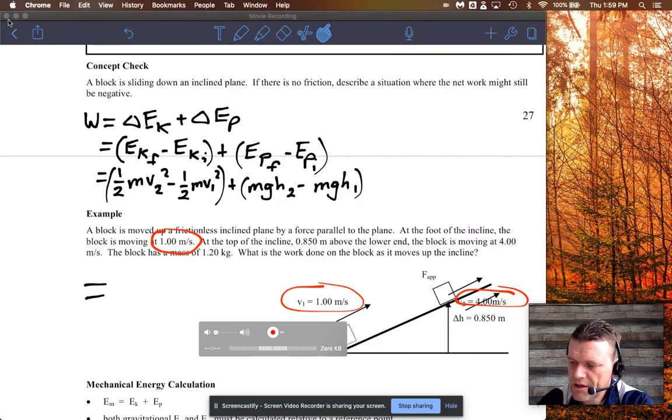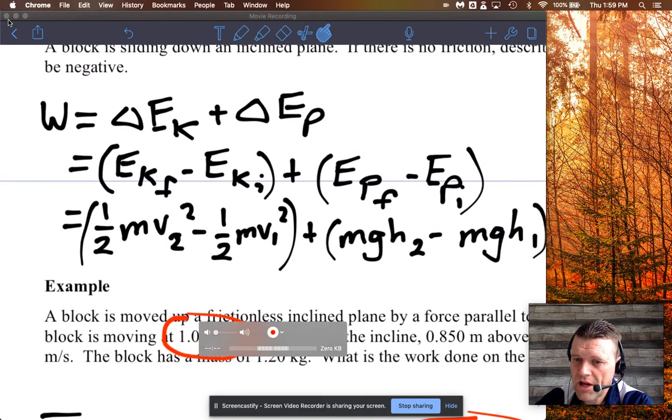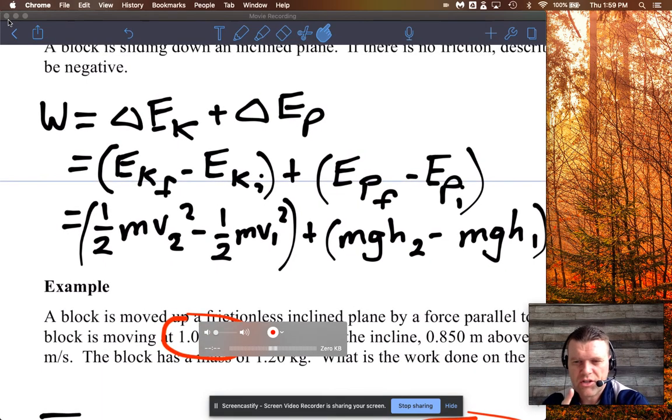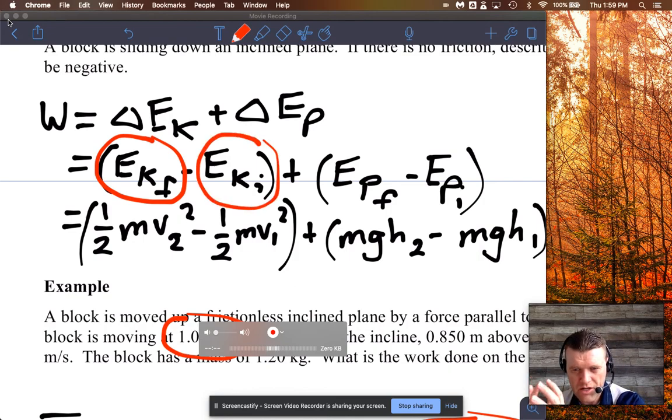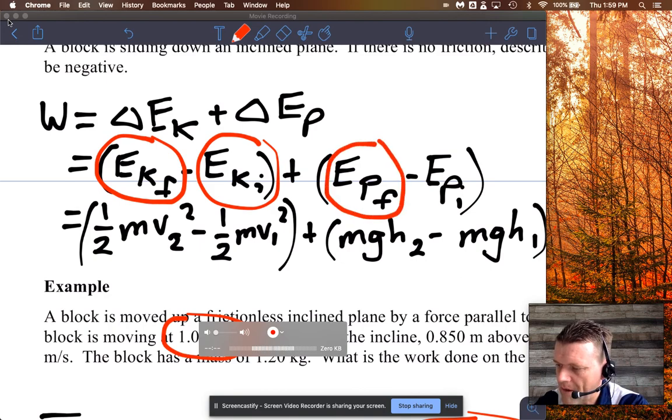Now, this is the part I need you to slow down a bit on, because if you say that, it means that the change in kinetic energy, you have to expand that. That's really the final kinetic energy right there, EK final, minus EK initial. That captures the delta EK. Now you got to capture the delta EP, and it's very similar. It's the final potential energy minus the initial potential energy.